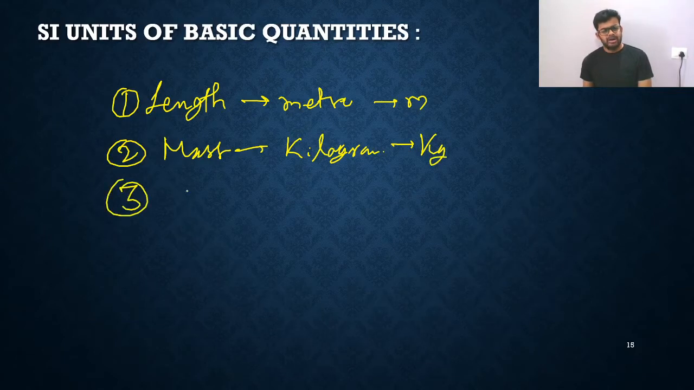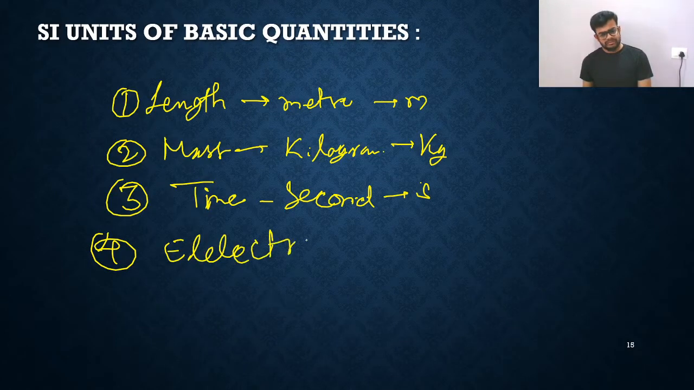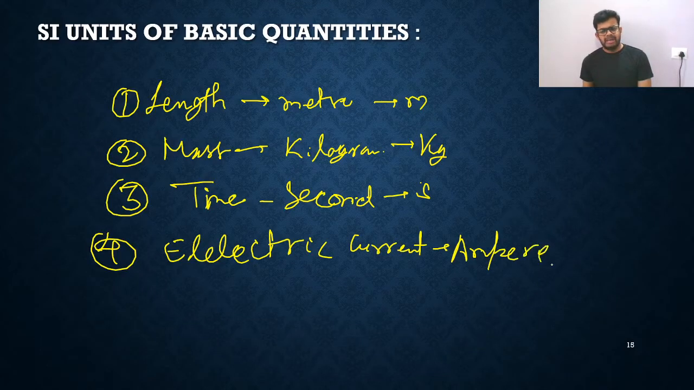Next, third, that is time. Time is measured in seconds, its unit is second, and small s is the symbol. Next, number 4, that is electric current. Its unit is ampere, and its symbol you will write as capital A.